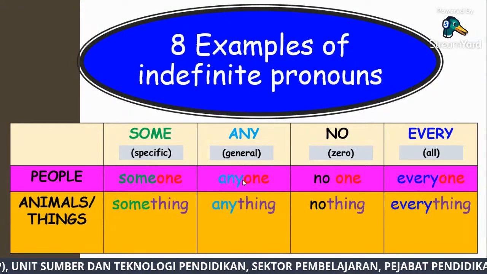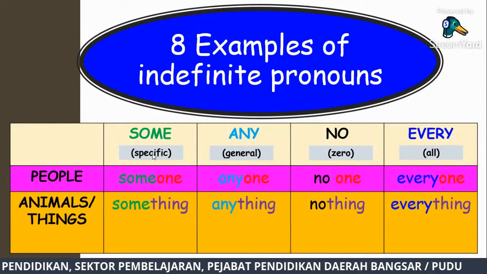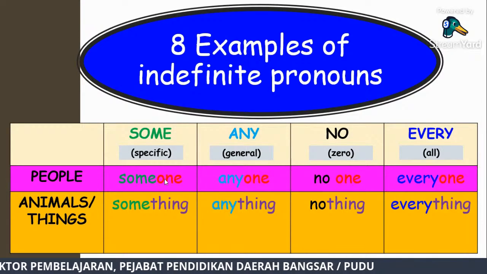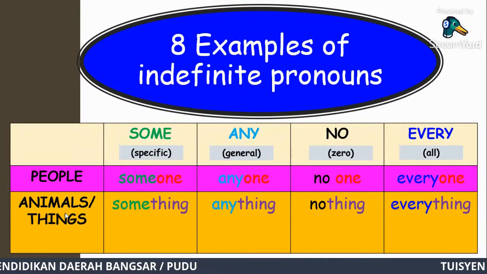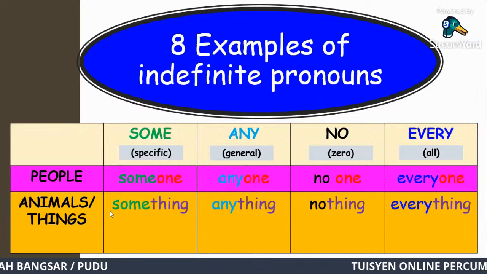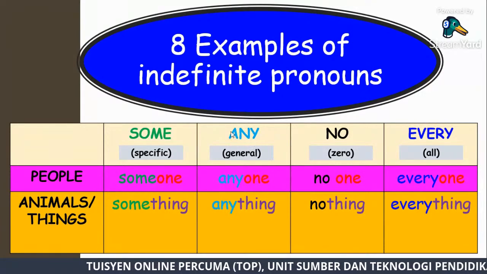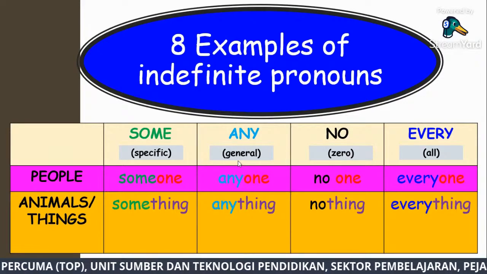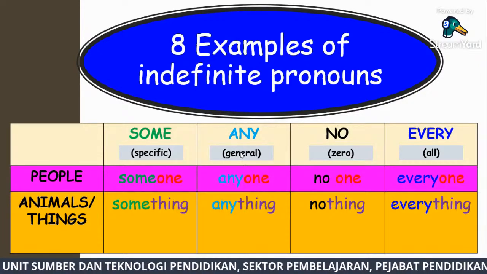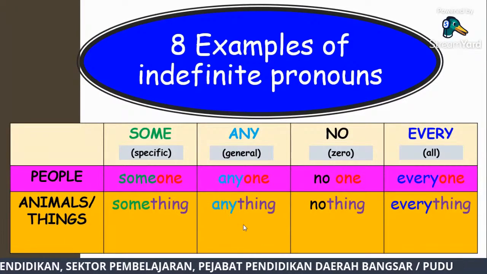Okay, so it depends on the situation. Whenever you want to talk about a specific person or specific people, then you have to use someone. If you want to talk about a specific animal or a thing, then you have to use something. And if you want to talk in general, then you will be using any for people, so anyone. And if you're talking in general about an animal or a thing, then you have to say anything.